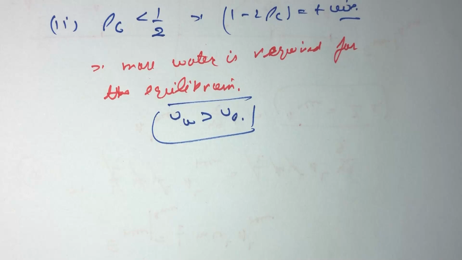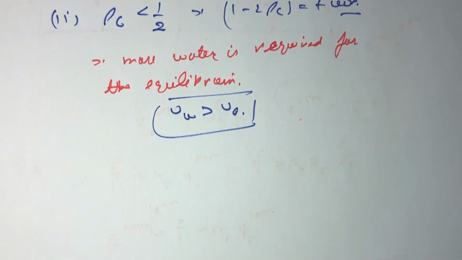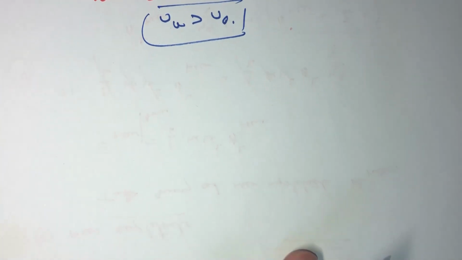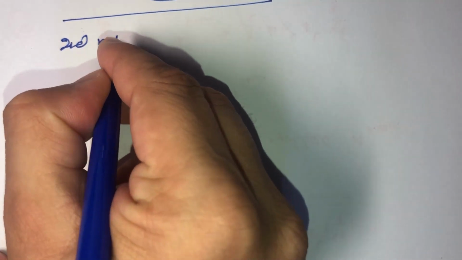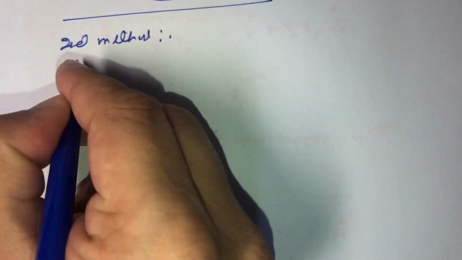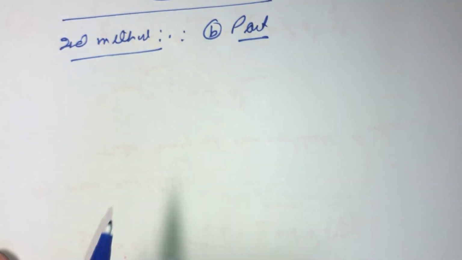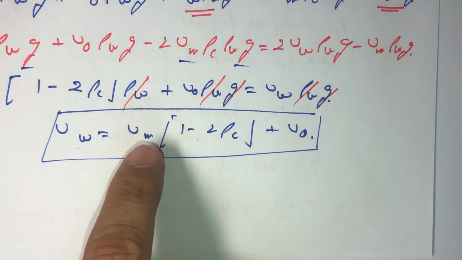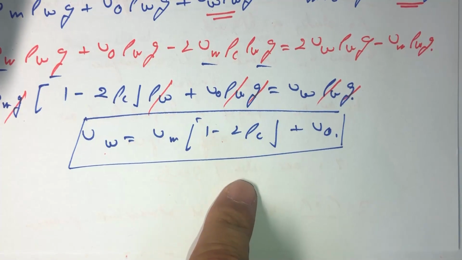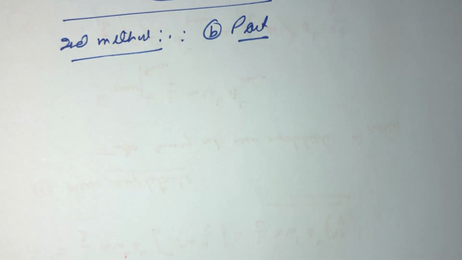Okay, and let us do the second method, part B. Here also we are going to get almost the same equation, but in a different way. We are going to type it in a different way.